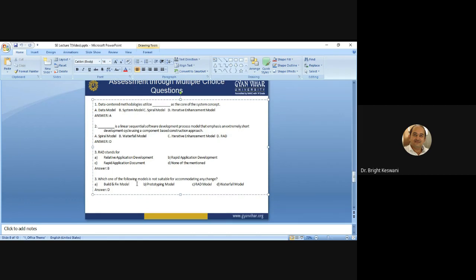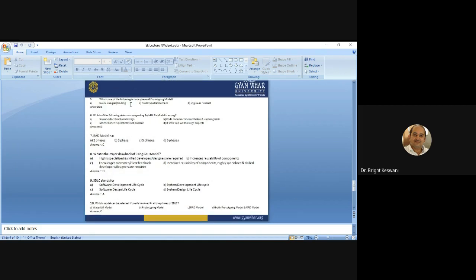Then, which one of the following models is not suitable for accommodating any changes? Which model does not provide you the freedom for change? Build and fix? No. Prototyping model? No. RAD model? No. Waterfall model? Yes. So the right answer is D. There is no provision to go back to the previous stage when there are changes in the requirements or due to some error. There is no such provision in the waterfall model. So the right answer is D.